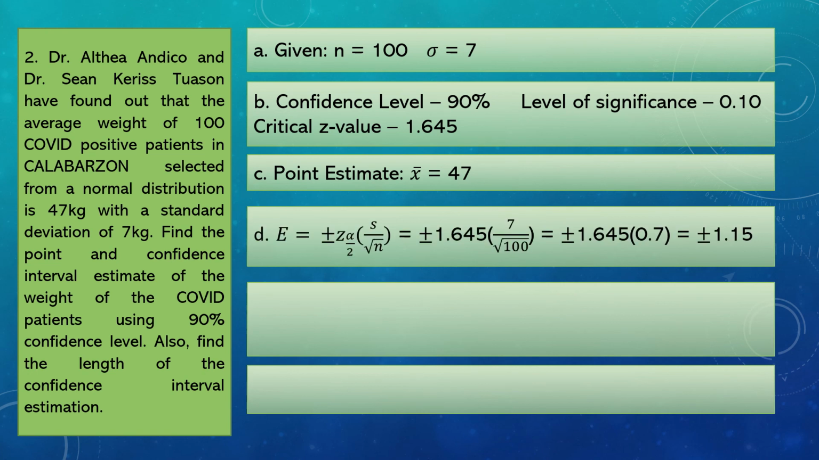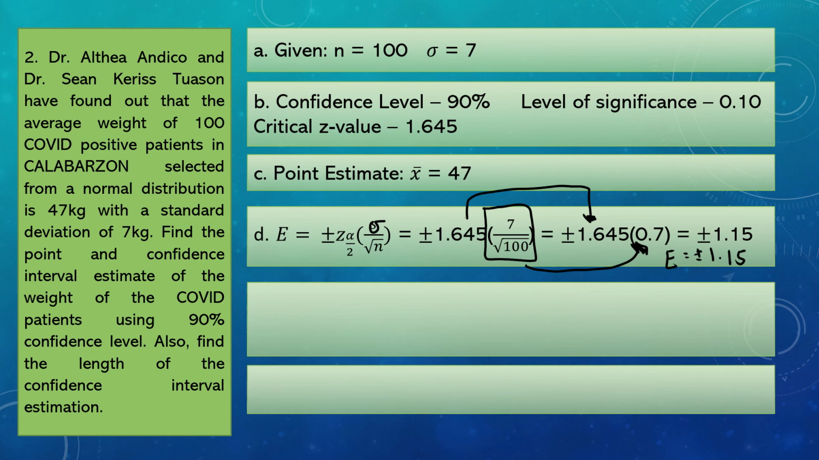Now, to find the margin of error, we will just simply use the positive negative z sub alpha over 2 times sigma over square root of n. So by substitution, instead of writing z, we will be writing 1.645. Instead of writing sigma, we will be writing 7. And instead of writing n, we're going to write 100. So we're going to divide 7 by square root of 100. The answer is 0.7. And then we will just simply copy 1.645. Now, multiplying 1.645 by 0.7, we have positive negative 1.15. Therefore, our margin of error is positive negative 1.15.